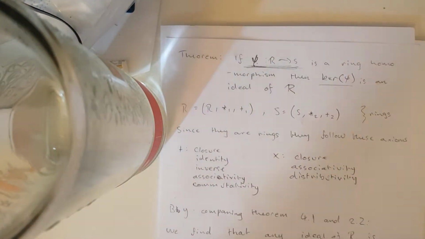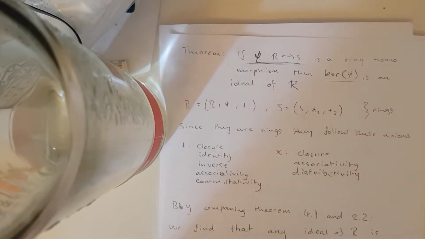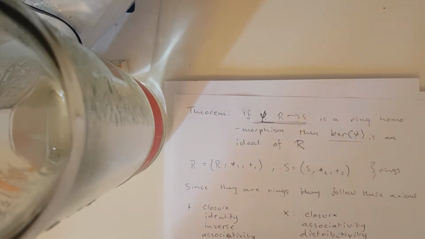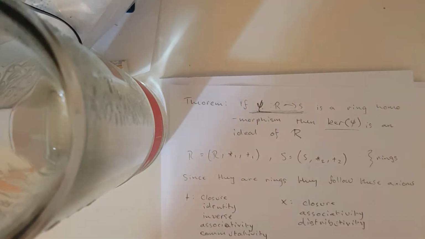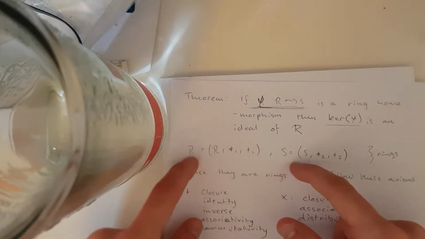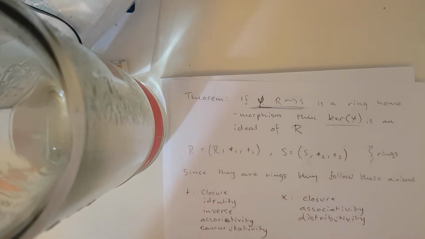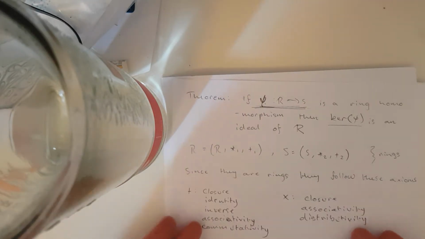This section will be answering part 2 of our Viva, which will be proving that if we have a ring homomorphism from R to S, then the kernel of this ring homomorphism is an ideal of R. So first, defining R and S as our rings. Fairly obvious, since they are rings, they follow these axioms, which are shown here.